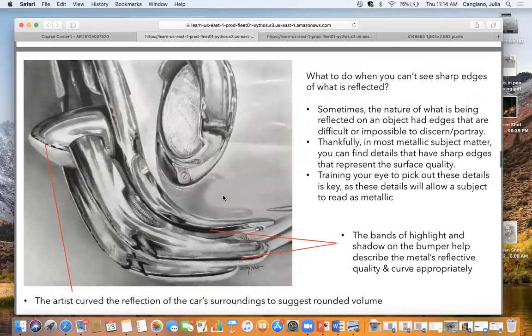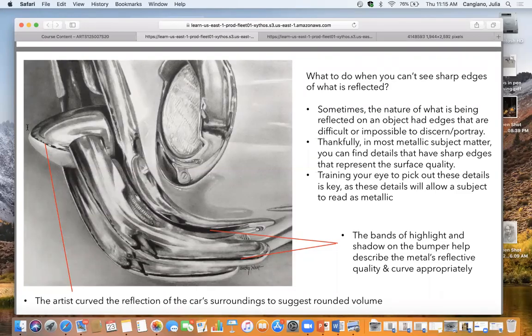So a question that comes up a lot is what do you do when you can't see the sharp edges of what's reflected? Sometimes the nature of what's being reflected on an object has edges that are difficult or impossible to discern. So in the case of this chrome pipe detailing, we don't know exactly what's around it. We can only guess.